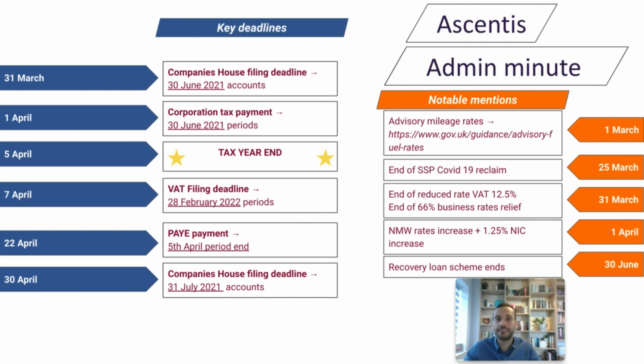At the end of June, we've also got the end of the recovery loan scheme application. So that's something maybe you need to consider if you're still wanting to make use of that. And sandwiched in between all that, we've also got an increase in the national minimum wage that goes up on the 1st of April. And we've got this new national insurance charge as well. So the extra 1.25% kicks in on the 1st of April.